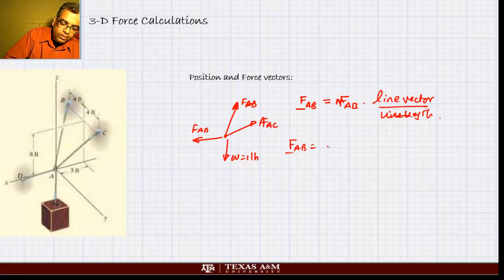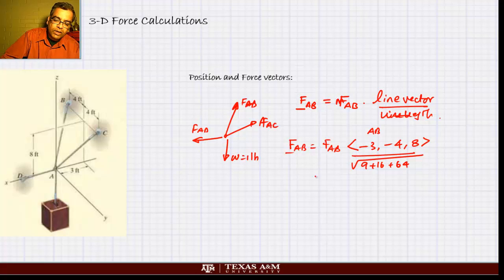FAB, magnitude unknown, line vector is minus 3, minus 4, 8. This is the line AB, divided by line length, which is square root of 9 plus 16 plus 64. That turns out to be FAB times minus 0.318, plus 0.424, 0.848.